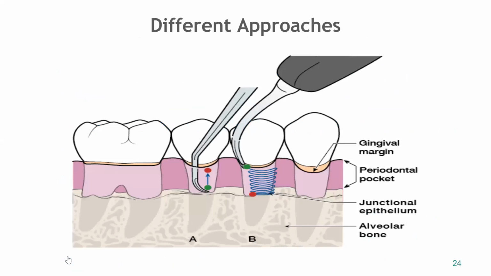Okay, so here's a picture. A is with a hand instrument. So we're starting at the base of the pocket and we're scaling up in a vertical direction. And with our powered instruments, we're going to work from the top where the green dot is. We're going to work in a back and forth motion. It's going to be a quick back and forth motion all the way from the CEJ to the base of the pocket, okay?